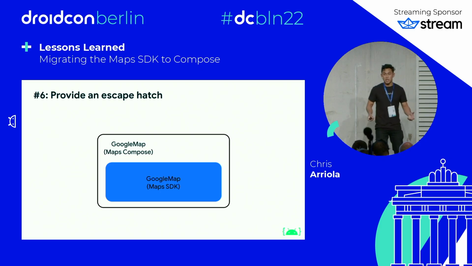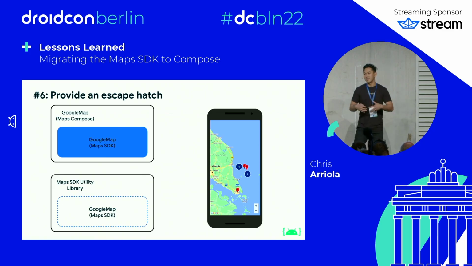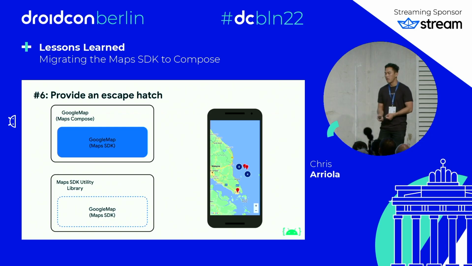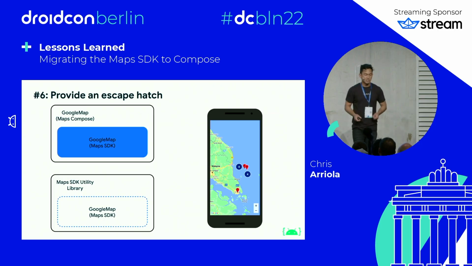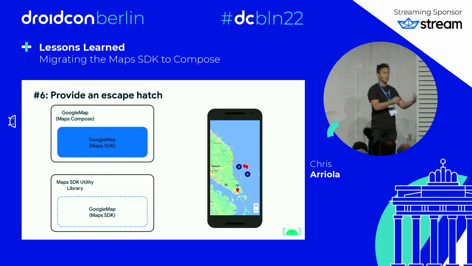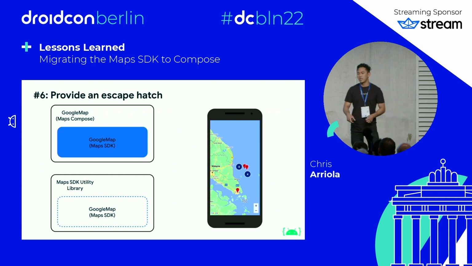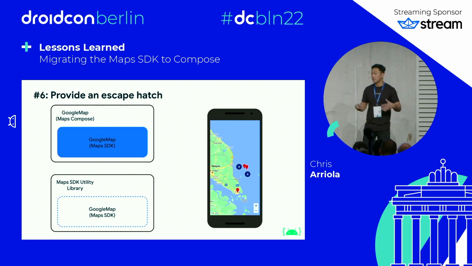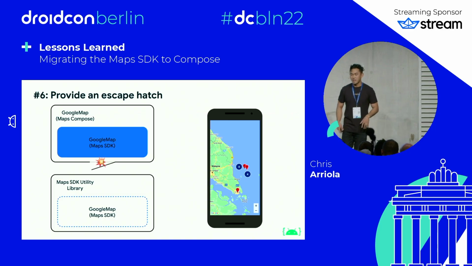So the 1.0 version of Maps Compose actually didn't expose that. But there's a popular companion library to the Maps SDK called the utility library that provides additional features to the map, like marker clustering, heat maps, icon customizations, and so on. So a lot of developers asked, hey, how can I use this with Maps Compose? And while Maps Compose should eventually support these features, it doesn't yet. So that's where the escape hatch comes in.